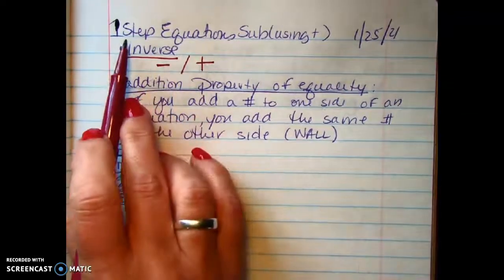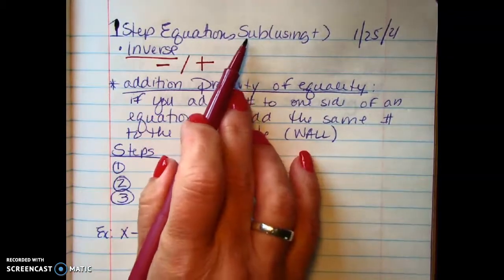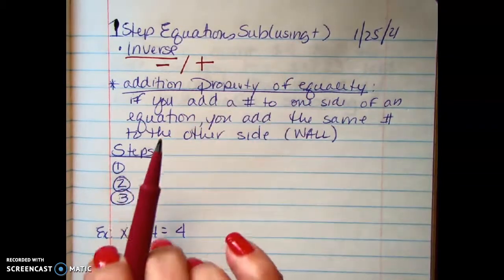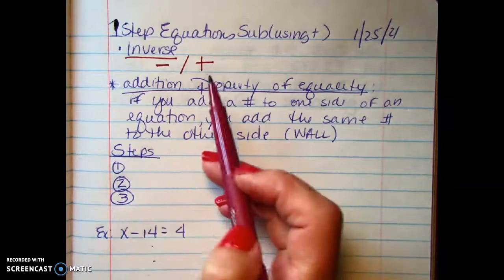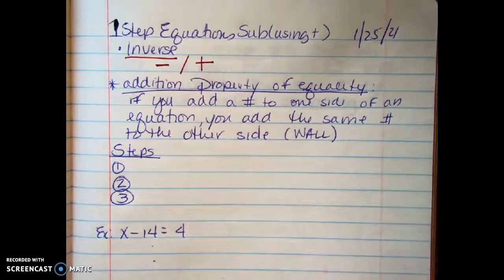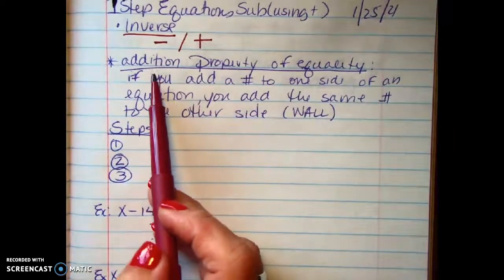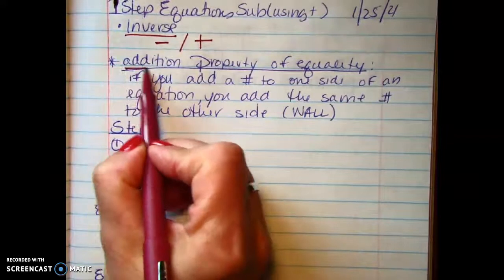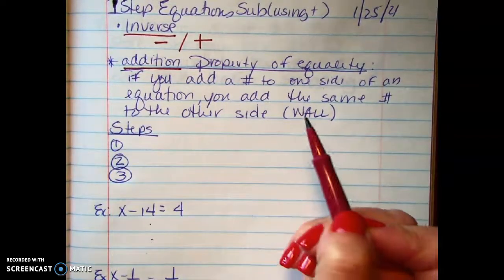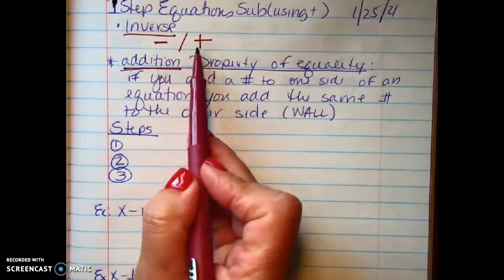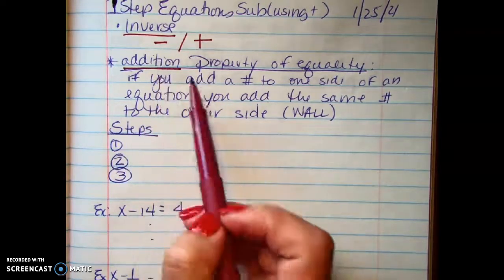This week we're working with one-step equations that have subtraction by using addition, the inverse operation. So the inverse of subtraction is addition. Now, last week we talked about the subtraction property of equality. This week it is the addition property of equality because we will be using that inverse operation for our equations.